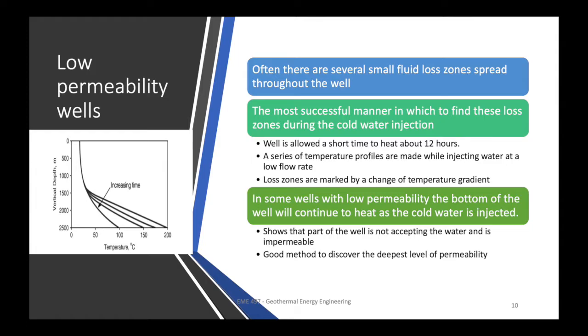A series of temperature profiles are made while injecting water at a low flow rate. The loss zones are marked by change of the temperature gradient. This can be seen in the graph on the left.